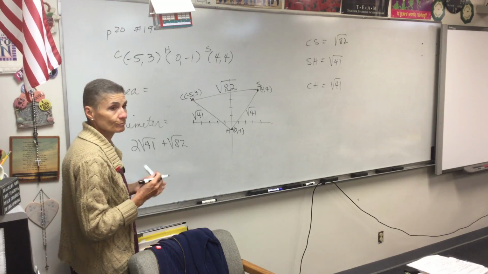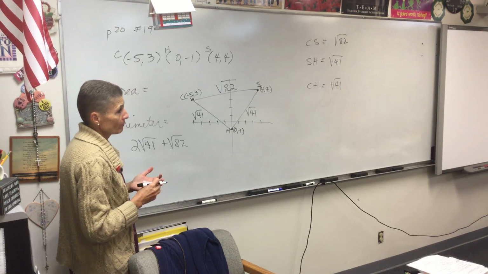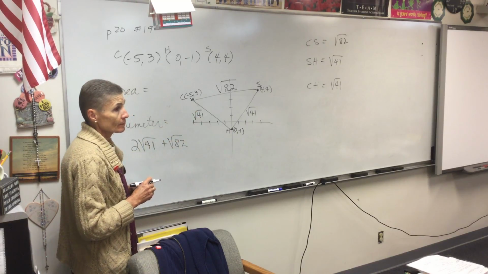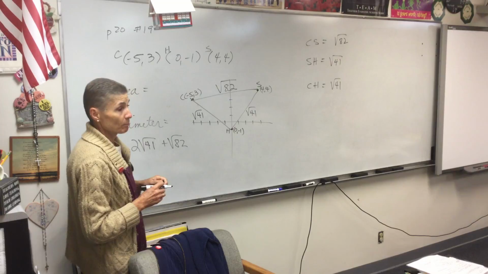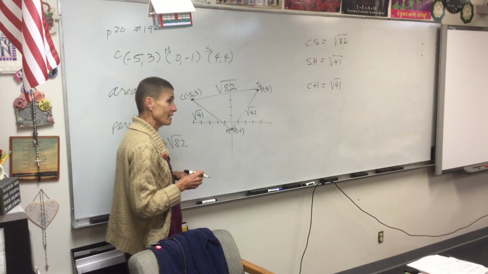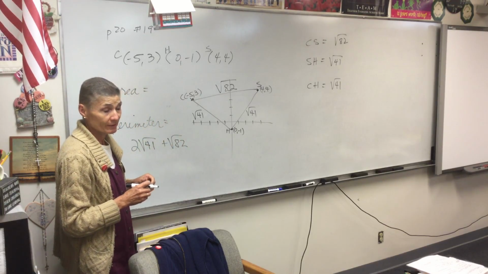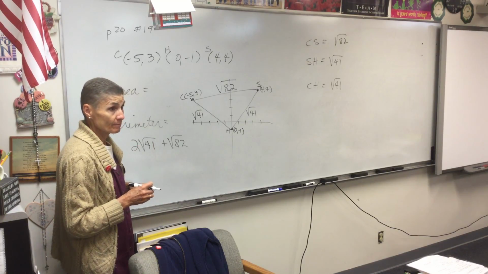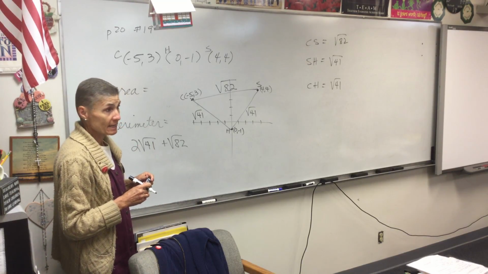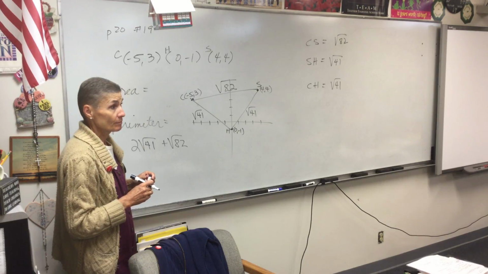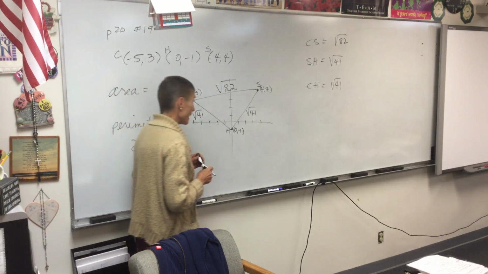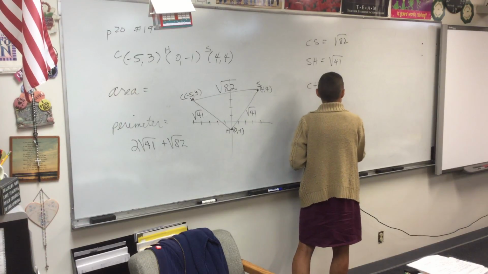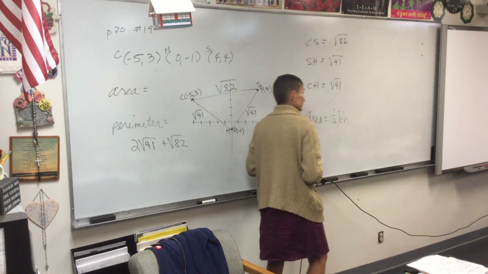Now, area. Now I gotta find the area of that. One of the coolest things about Precal is by the end of the year, you're gonna have about 7 ways to do that, find the area. But right now, you probably only have one. What's the way you find the area of a triangle? Base. 1/2 base times height. So area is 1/2 base times height.